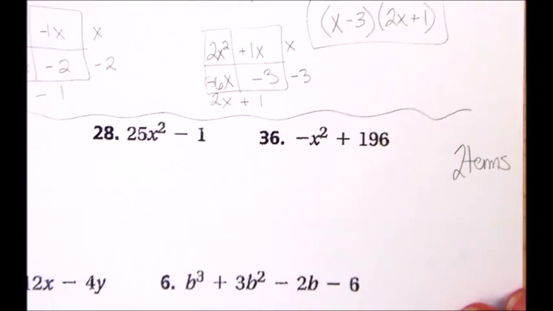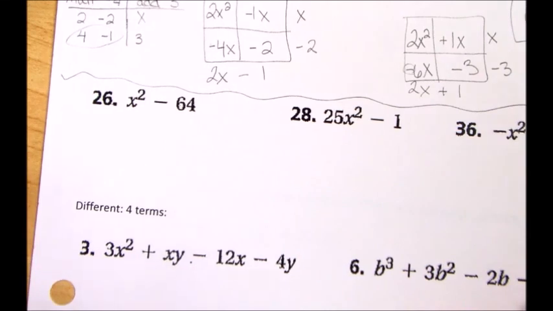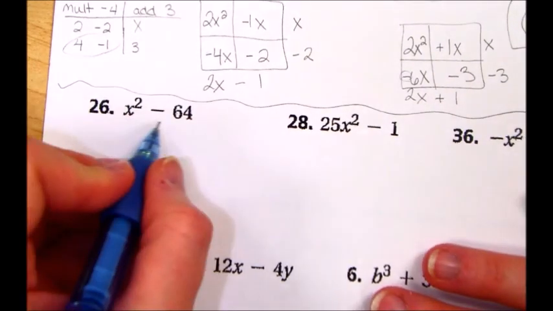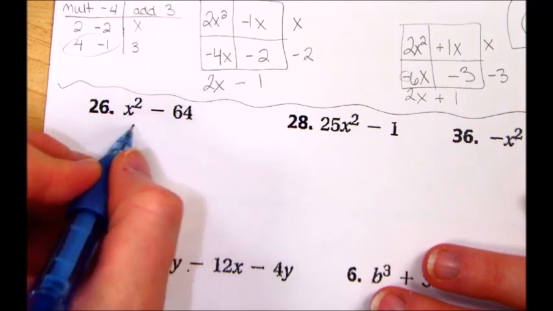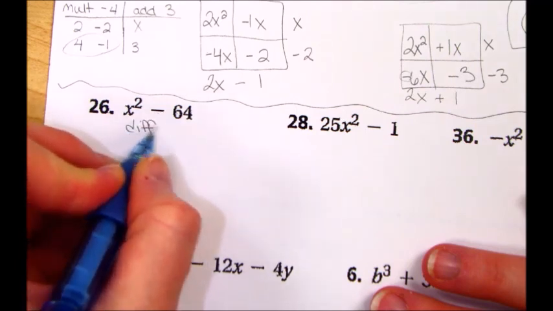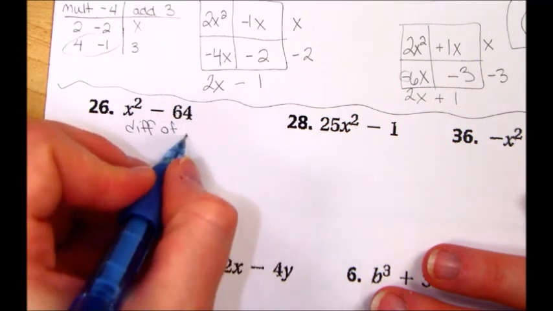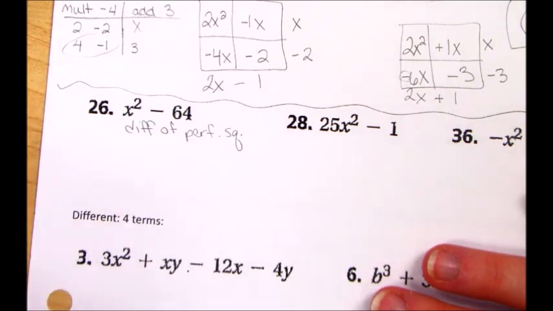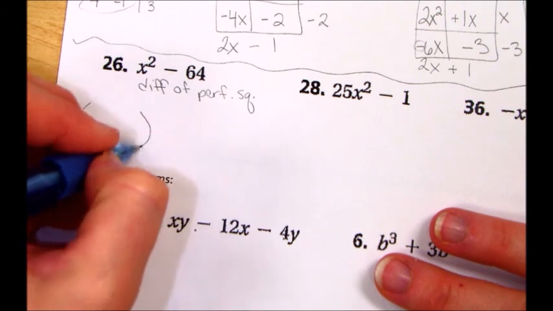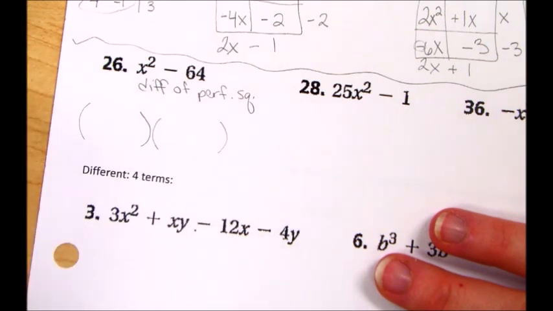These are special cases. I hope you remember from Algebra 1 that when you have, this means the difference. See how it's a subtraction sign? This is the difference of each of these perfect squares. When that's the case, you just go straight to your factoring and you take their square roots.